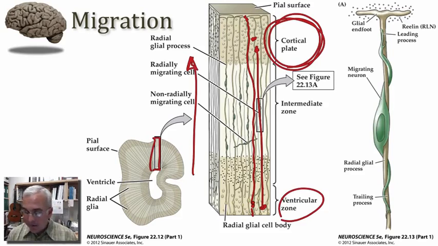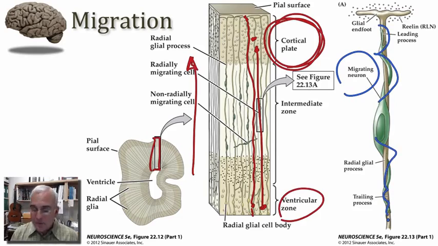So over here to the right, we have a depiction of one of these neuroblasts migrating along this radial glial fiber. And these cells will translocate. They will shimmy along this fiber on their way towards the cortical plate.